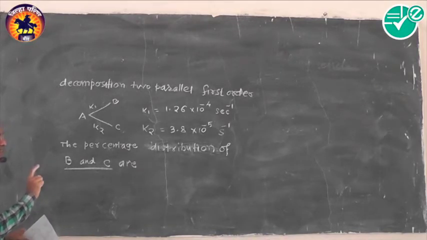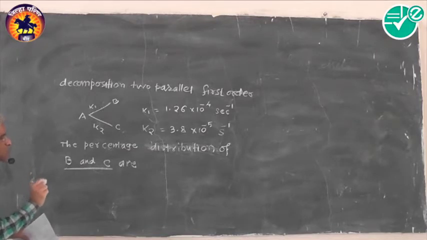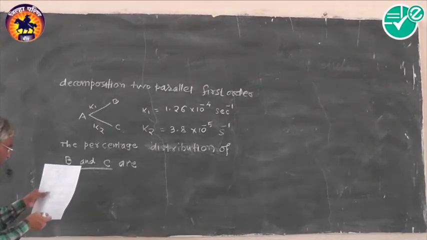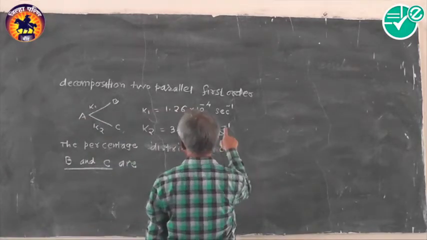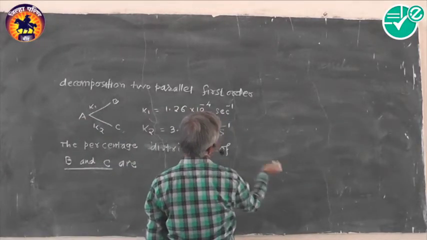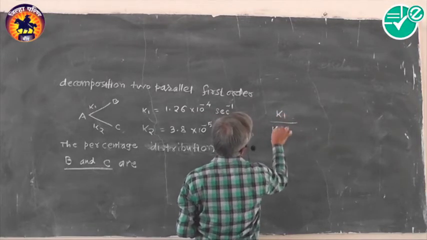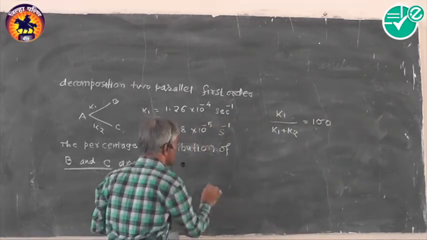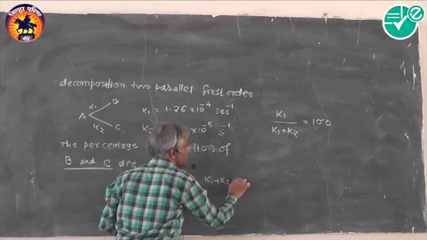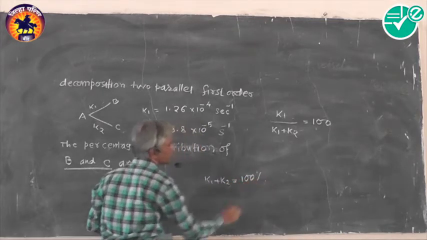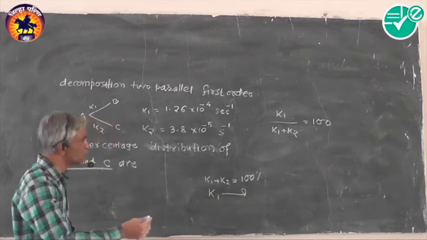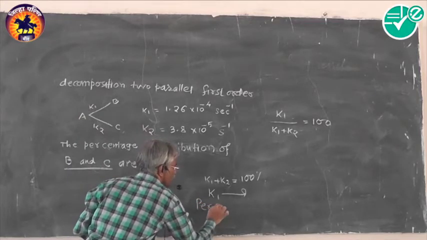Now the second important thing: we have to calculate the percentage. When we say percentage, the total percentage of distribution of B and C should be considered as 100. And therefore for calculating it, it will be K1 divided by K1 plus K2 equal to 100%. This is simple mathematics, because K1 plus K2 is considered equal to 100%, what will be the ratio of K1 with respect to K1 upon K2?